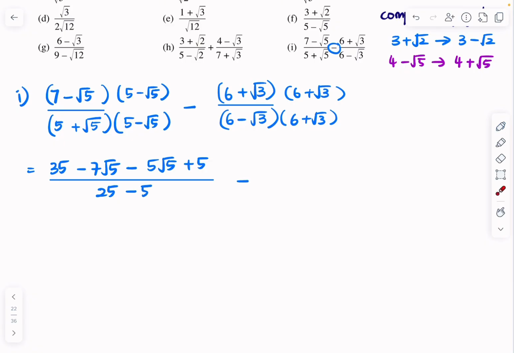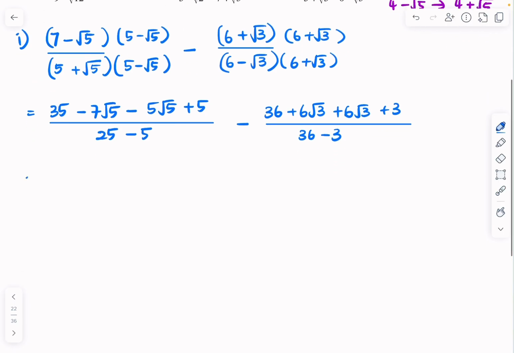Okay. This side. 6 times 6 is 36. 6√3. Also 6√3. √3 times √3 is 3. Over 6 times 6 is 36. √3 times √3 is 3. So negative 3. Right. Let's sambung.